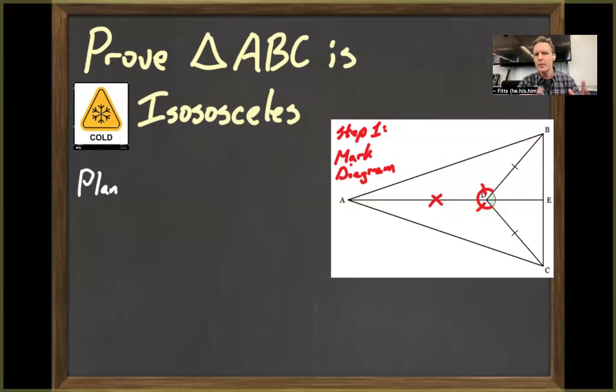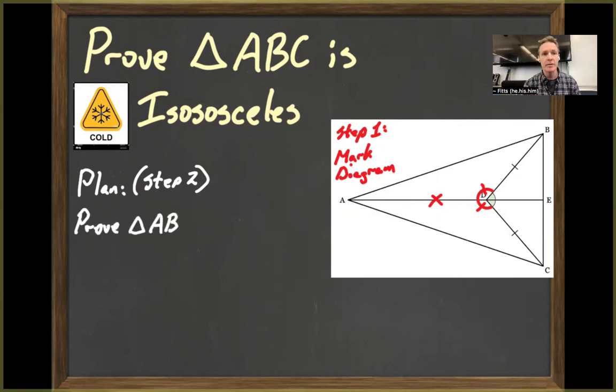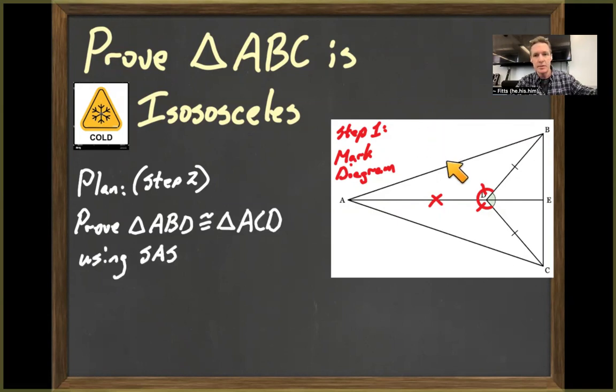So if that's the case, here's my plan. And see if you can follow me here. This is step 2. Step 1, you mark the diagram. Step 2, you make out your plan. I'm going to prove triangle ABD is congruent to triangle ACD, these two triangles on the left here, these obtuse triangles, using side angle side. And it looks like I can do that, right?